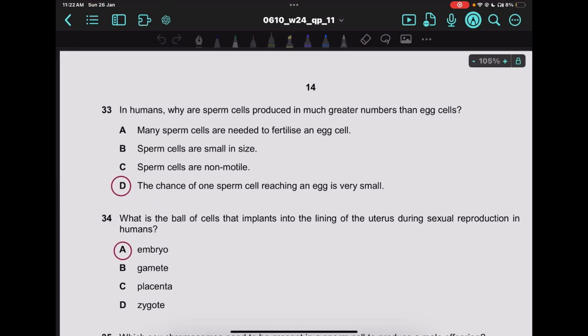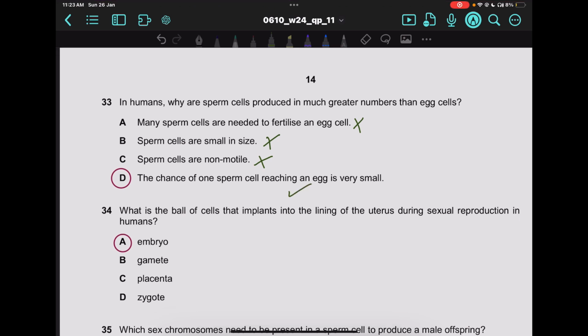33. In humans, why are sperm cells produced in much greater number than egg cells? Many sperm cells are needed to fertilize an egg cell. This is absolutely incorrect. Only one is needed. Sperm cells are small in size. This is not a reason for the large amount of sperm cells produced. Sperm cells are non-motile, which means they don't move around. This is of course incorrect. The chance of one sperm reaching an egg is very small. This is the correct answer.